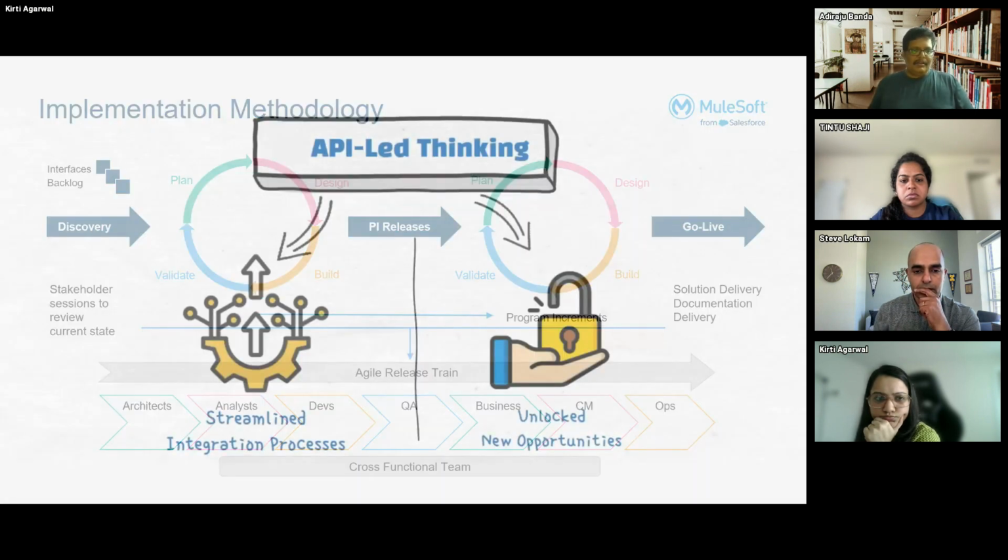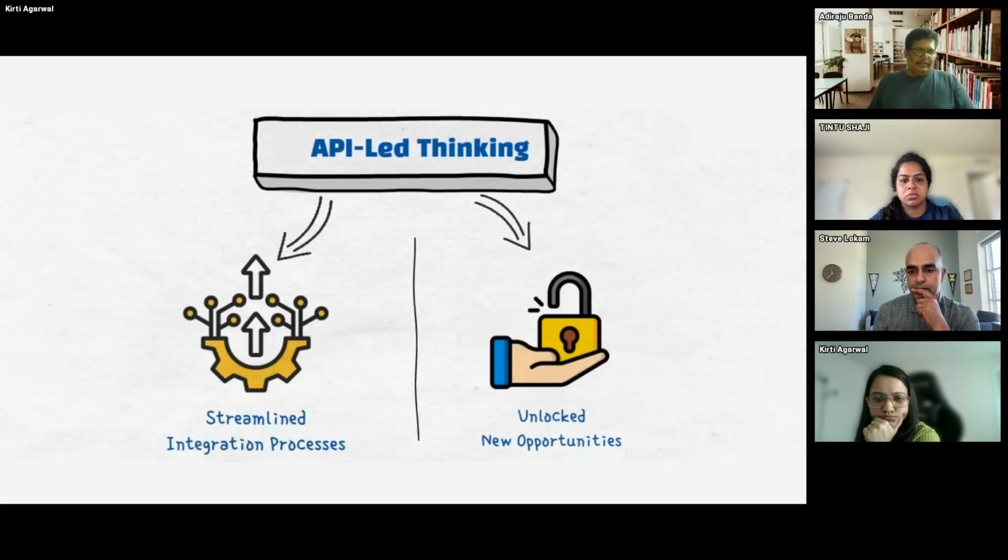Now, with this API-led thinking, obviously, if you are in MuleSoft, you know what API-led thinking is. This is severely lacking in the world of TIBCO. These old systems are heavily reliant on web services, and web services are SOAP services, which are heavy and not that efficient when we are dealing with a huge number of transactions, compared to a streamlined integration process with APIs that can do it.